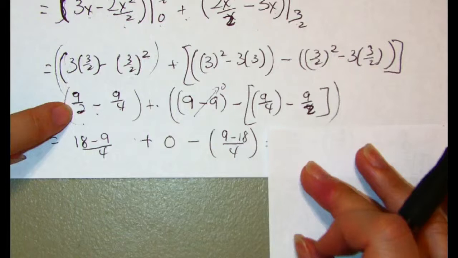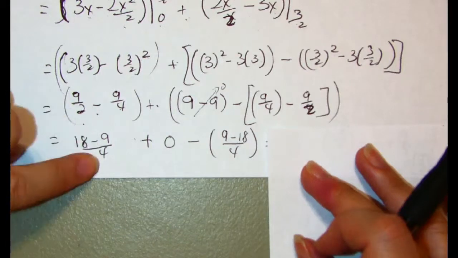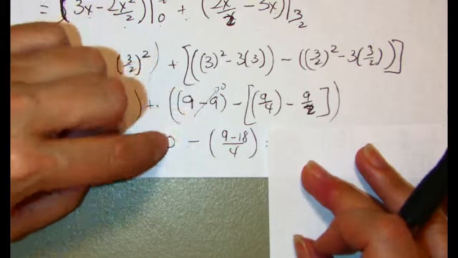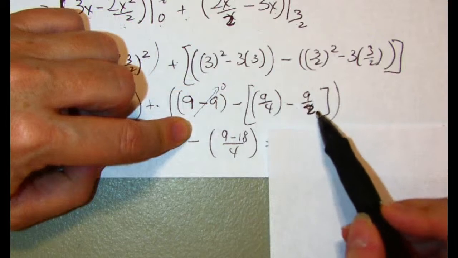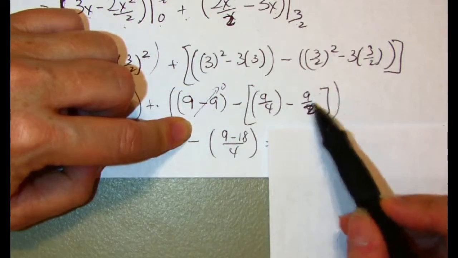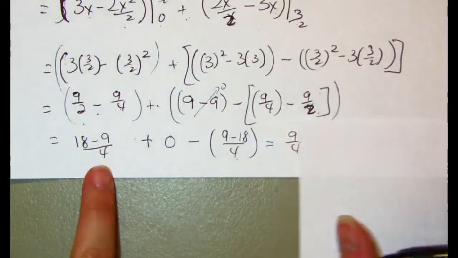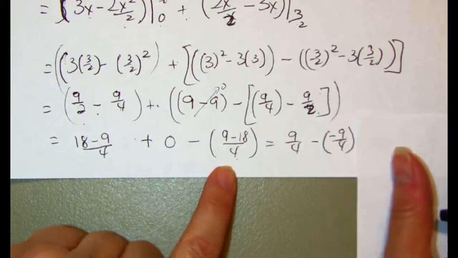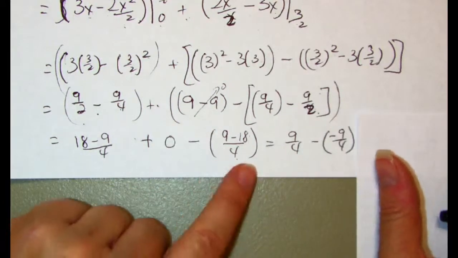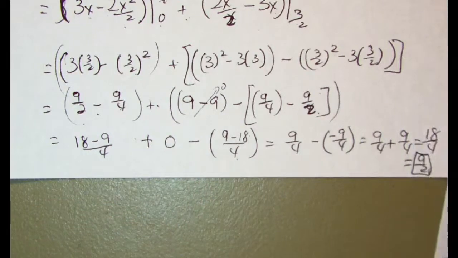So I'm going to change this to a common denominator of 4, which means I multiply this by 2 over 2. So that's 18 minus 9 over 4. Plus, there's that 0, and then I have this minus sign. So I'm going to go ahead and do math on the inside. I need a common denominator of 4, which means I multiply this second fraction by 2 over 2. So that's 9 minus 18 over 4. So now let's go ahead and clean up this first one. That's 9/4 minus, that's negative 9 over 4, but negative times negative is a positive, so that's 9/4 plus 9/4 is 18/4, which simplifies to 9/2. Thank you.